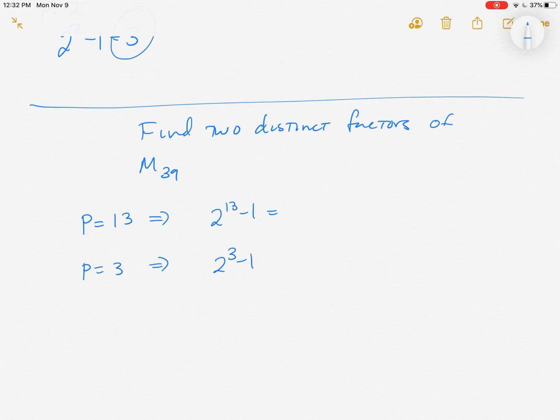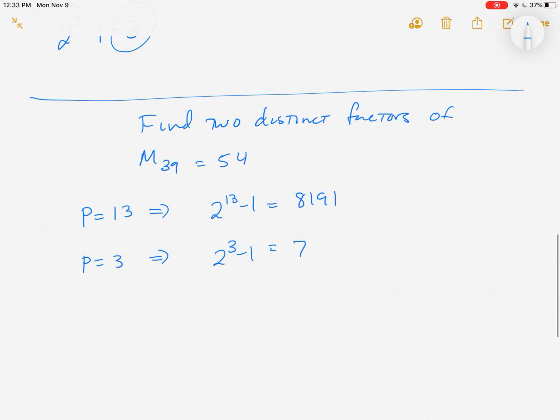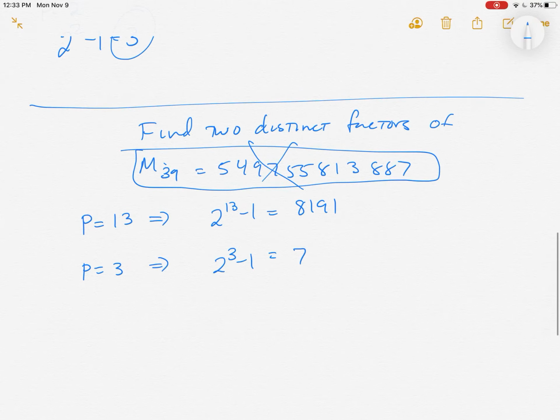Now 2 to the 13th minus 1 is going to be a big number, 8191. And 2 to the 3rd minus 1 is 8 minus 1, so that's 7. So those two numbers definitely go into whatever m sub 39 is. I never actually have to find it. If you want to see what it is, it would be 2 to the 39th minus 1, and it's huge. That's why they're not asking you to find it. It's 549,755,813,887. If I divide that by 8191, I should get a nice whole number, and I do. And if I divide it by 7, yes, that also goes in. But this is not needed. You do not need to find this big number. You just need to understand this principle.